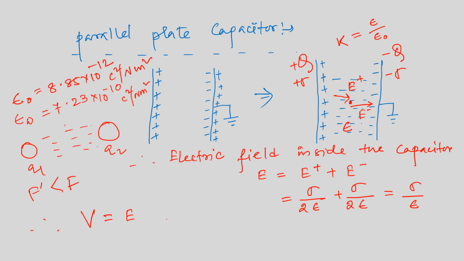So we can say that the electric potential is equal to the electric field multiplied by the separation distance, which we'll assume as d. That means the separation distance between these two plates we are assuming as small d. So what is the value of electric field here? That is sigma by epsilon. It should be multiplied by d. So this is the value of electric potential.